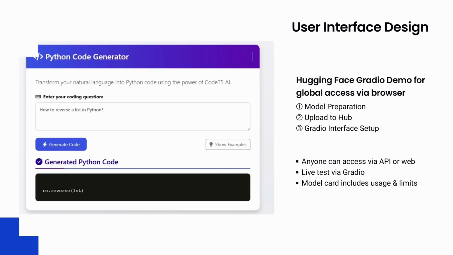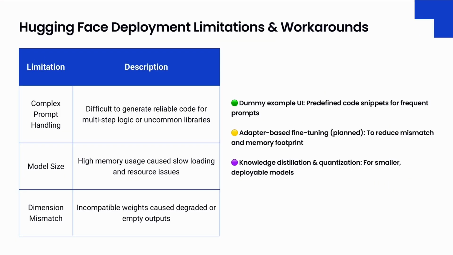We also deployed our model to Hugging Face Hub and connected it with a Gradio demo. The process involved uploading the fine-tuned model, writing a model card, and setting up a simple web interface. Anyone can now type a coding question into this interface, even without writing a single line of code, and receive Python code in return. In deploying to Hugging Face, we faced three main limitations.